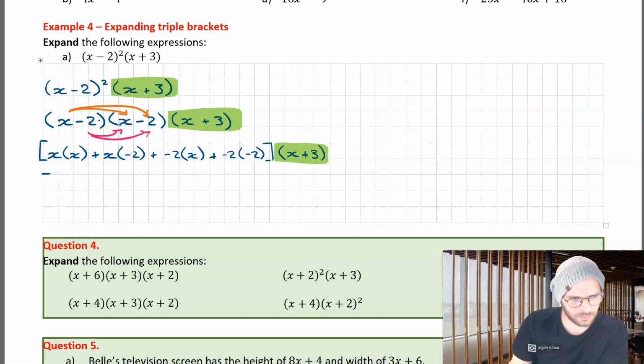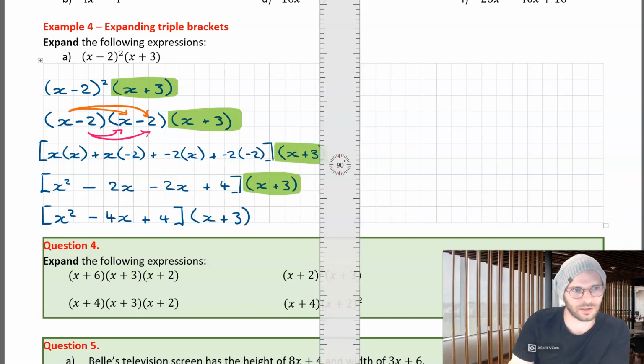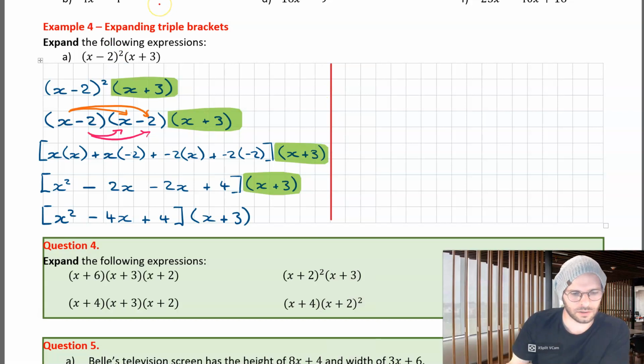Alright, next step, we'll actually do the multiplication. So we're going to get x² − 2x − 2x + 4, and then we collect our like terms. So that's going to be x² − 4x + 4. So nothing we haven't done already. And then we've got that x + 3 we've been conveniently ignoring all this time. Okay, so we're now at a stage where we'll stop ignoring the x + 3 and we'll deal with it.